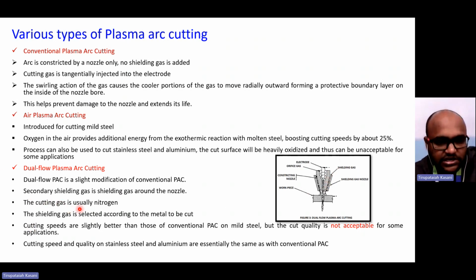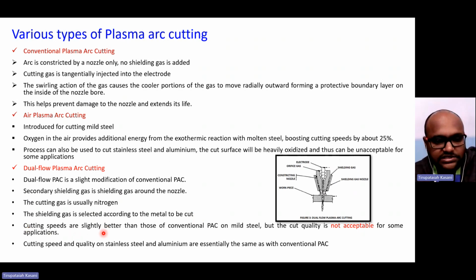The cutting gas is usually nitrogen. The orifice gas or the cutting gas is nitrogen. The shielding gas is selected according to the metal to be cut, generally helium, argon, neon, like that. For example, if it is aluminum, then in most cases you must go to argon only.